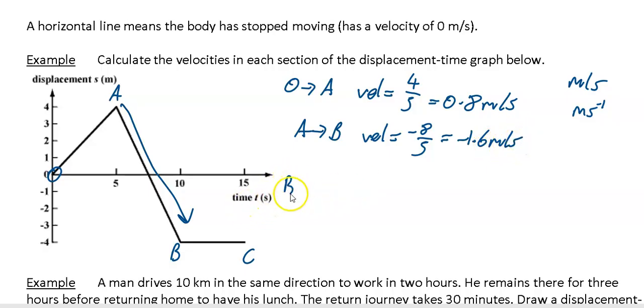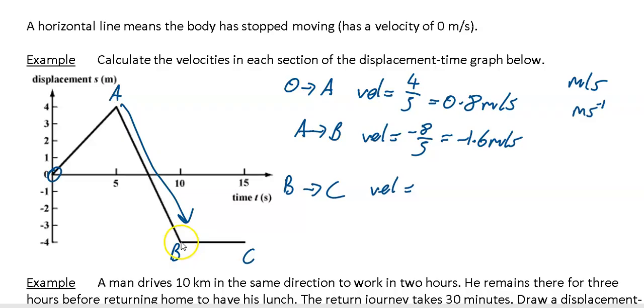Okay, from B to C then, the final bit that we have to do, we're going to look at our velocity. So let's think about what's happening in this graph. At the point B, my displacement is minus 4. Here, my displacement is minus 4. On along a wee bit here, my displacement is minus 4. And at point C, my displacement is minus 4.